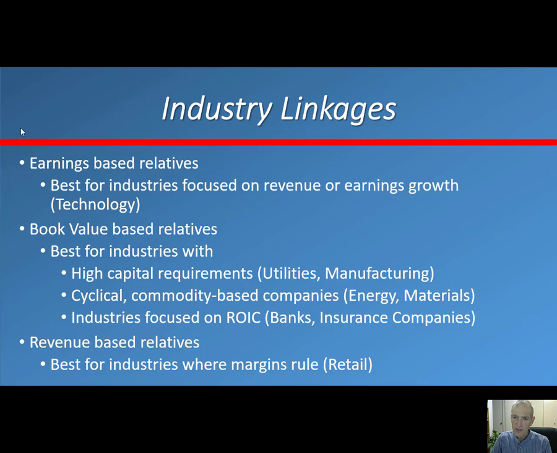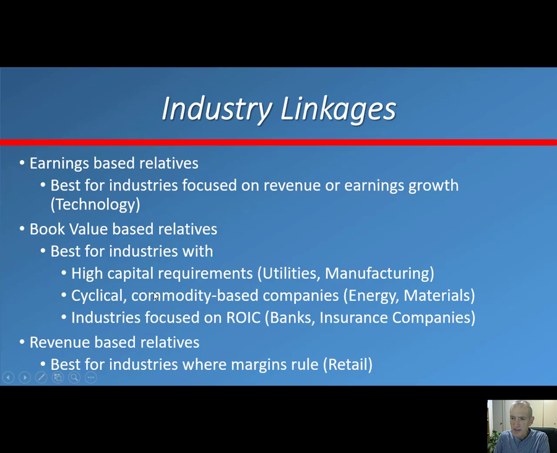Now, book value based relatives, price to book, there are three types of industries here. The first type would be industries that have high capital requirements, so they have a lot of book value. Utilities, manufacturing, they have a lot of property, plant, and equipment. Think about Intel. Intel is a tech company, but a tech company with high capital requirements. I might actually use a price to book value to look at Intel rather than EV to EBITDA. It might make more sense because they're a heavy, high capital requirements firm. But high capital requirements, those are firms you want to look at price to book.